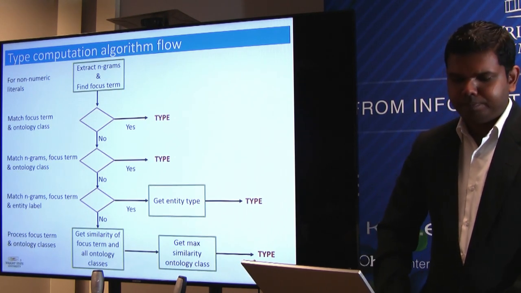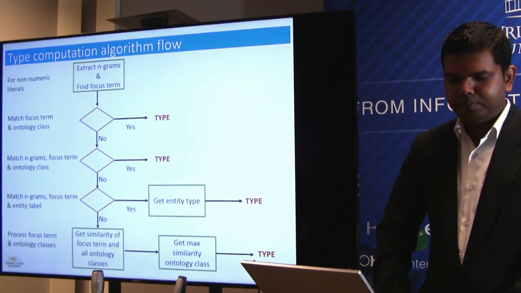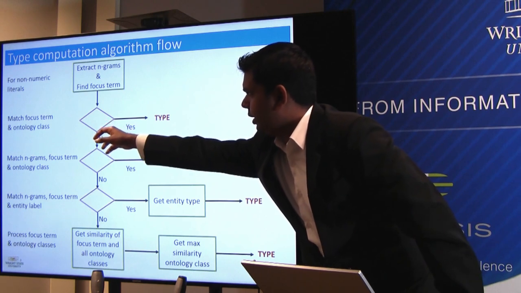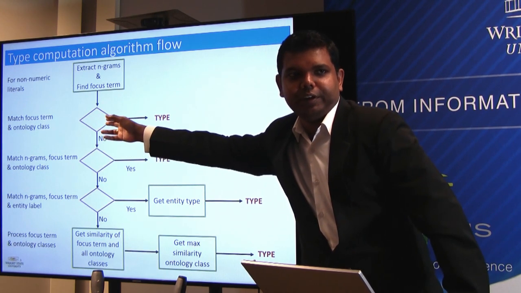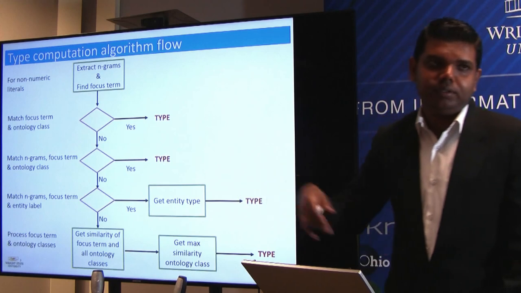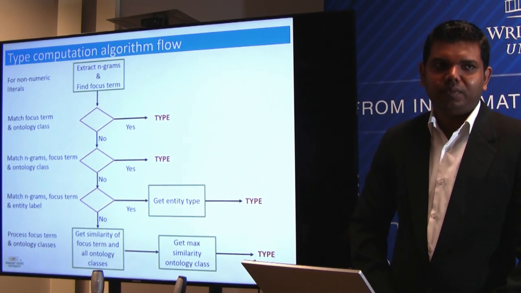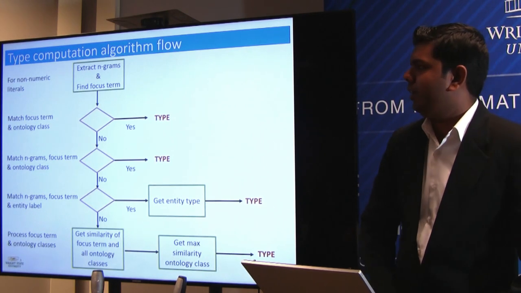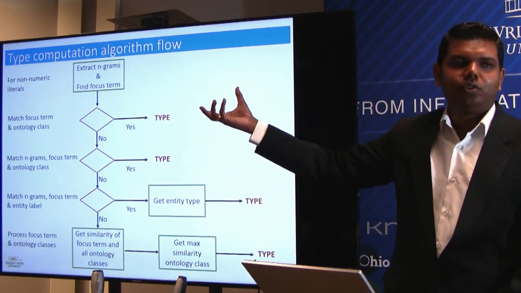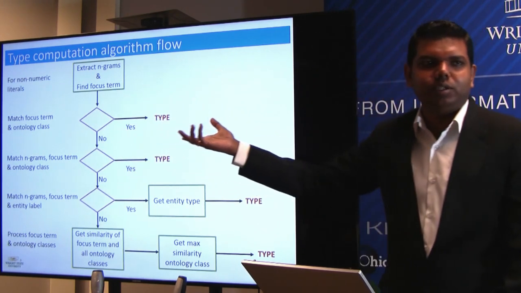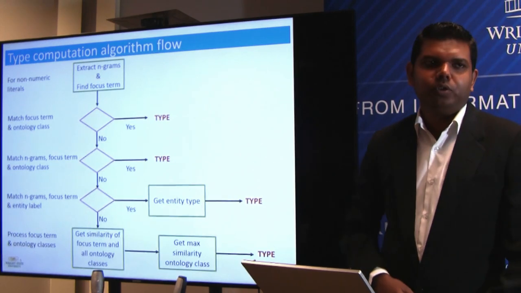But if I understood correctly, the match of n-gram, focus term and entity labels would happen only if the previous two things were already yes, right? No, this happens if we didn't get an answer from the earlier part of the process. If it is no, this is an if condition, for example. So you're expanding each of them just a little bit, semantically. Yeah. Expanding means if there is a direct match for an ontology class, it's the type. If not, we start analyzing n-grams and focus term together. Maybe we are doing a bit more processing.